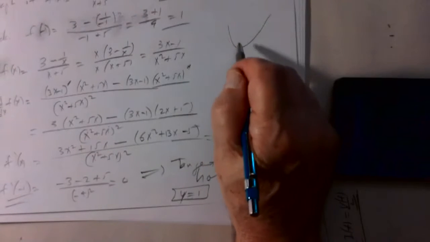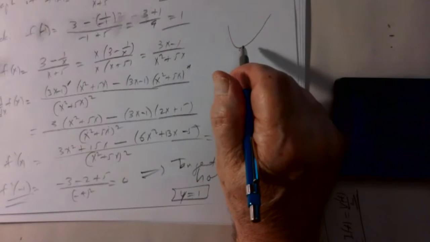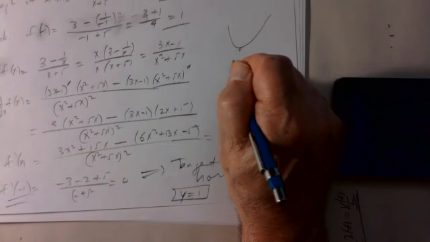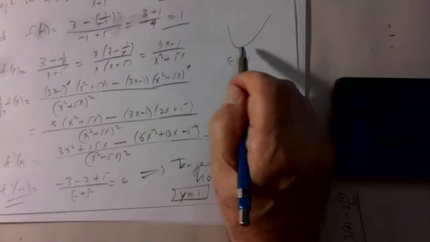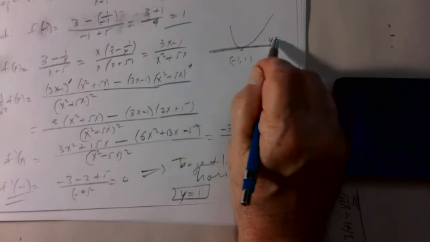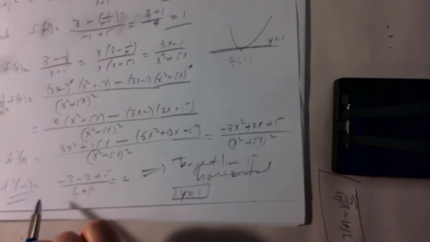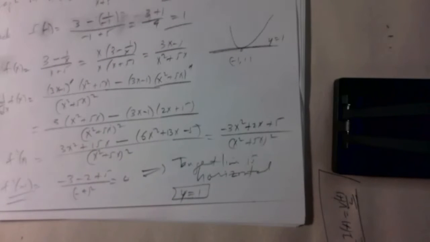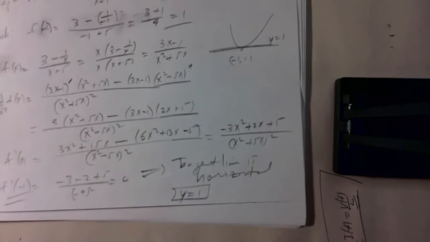If this were the graph of the function, and this the point -1, 1, it's the horizontal line y equals 1, that's the tangent line. All right. Any questions about these?